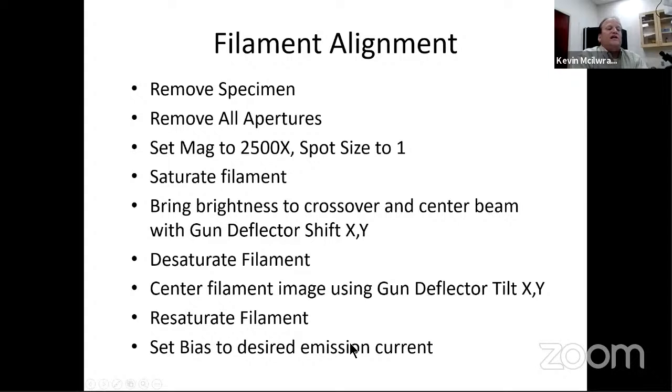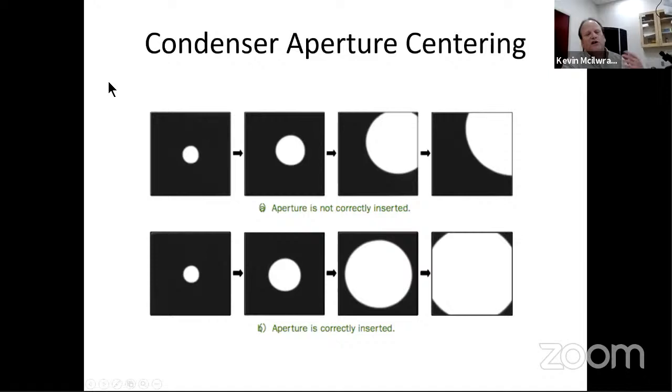Then we go to aligning the condenser aperture. As you're aligning the aperture, and I'll show you this on the camera later, we don't want the illumination to be swinging. We want it to be converging from large to a spot, just up and down on itself, not swinging, right?